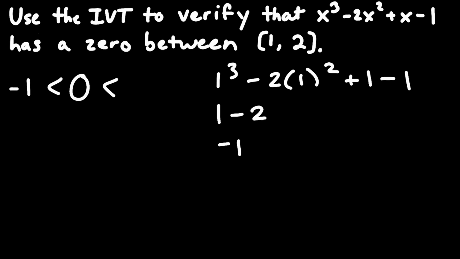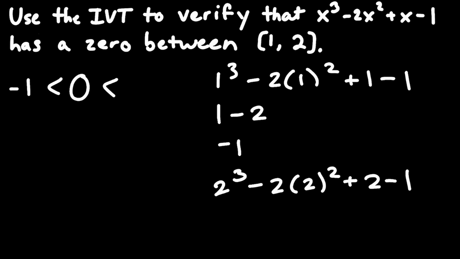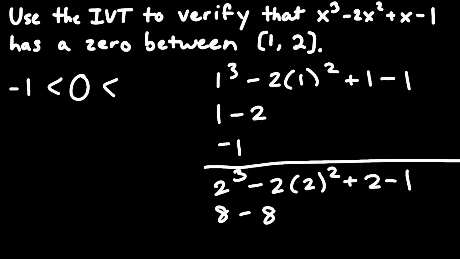But we're going to see if this still holds up when we plug in 2, which will give us 2 cubed minus 2 times 2 squared plus 2 minus 1. Now, 2 cubed is 8, 2 times 2 squared is also 8, and then 2 minus 1 is 1. So, 8 minus 8 cancels out to 0, and we're left with simply 1. And then plugging this into our inequality, we see that we still have a true statement. -1 is less than 0 is less than 1 is a logical inequality. So the IVT holds up.